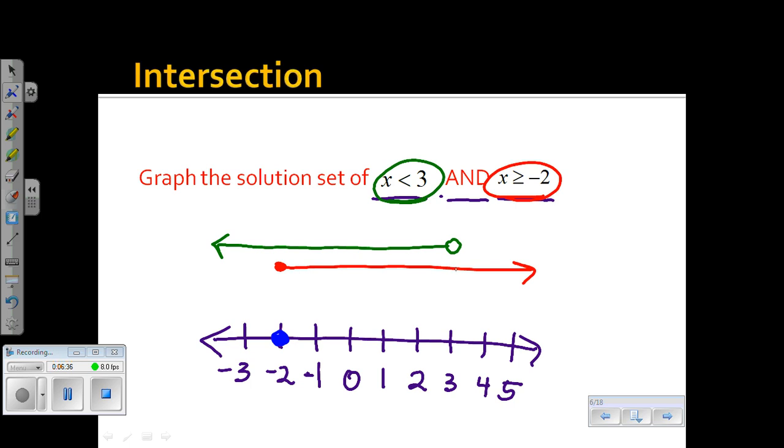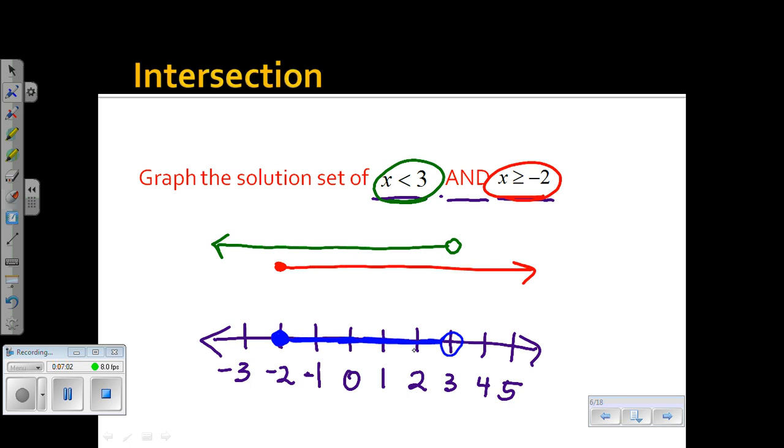Then we get to 3. Well, 3 would satisfy the red. It is greater than or equal to -2. But it doesn't satisfy the green. It's not less than 3. So that will not be included. Neither will 4, because 4 only fits the red, and neither will 5, because 5 only fits the red. So it's from -2 up to 3, but not including 3. But we are including everything in between.